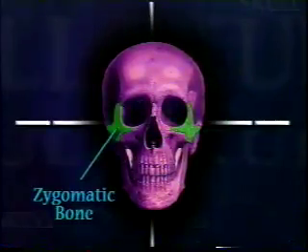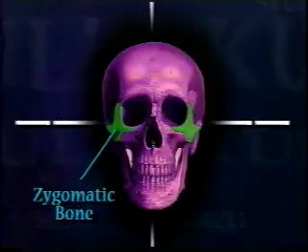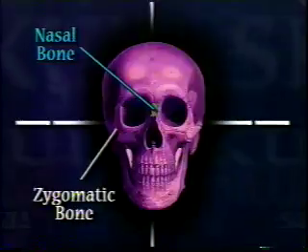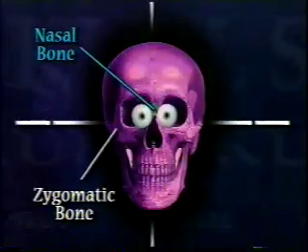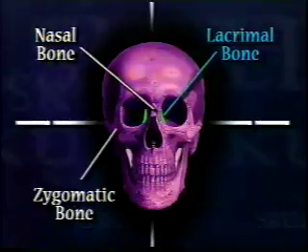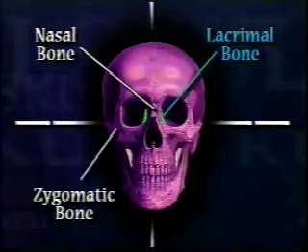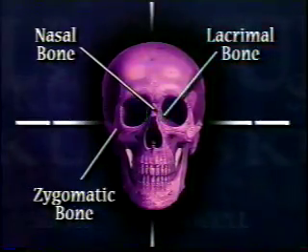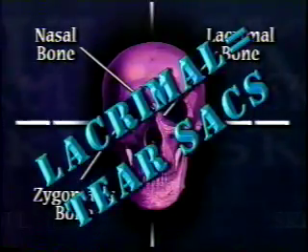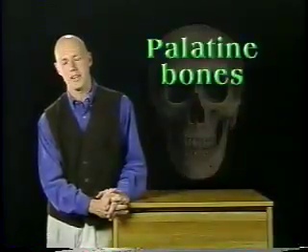Other important facial bones are the paired zygomatic bones. These bones are the ones that form the cheekbones. Then there's the paired nasal bones. Without these babies, there'd be no bridge to your nose. And let's not forget the paired lacrimal bones. The lacrimal bones form the anterior medial orbits, which are part of the eye socket and, sadly enough, contain the lacrimal, or tear sacs.